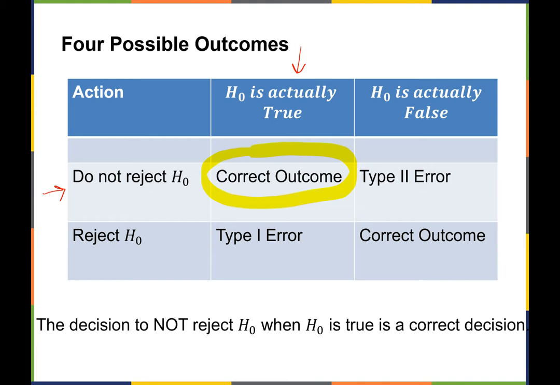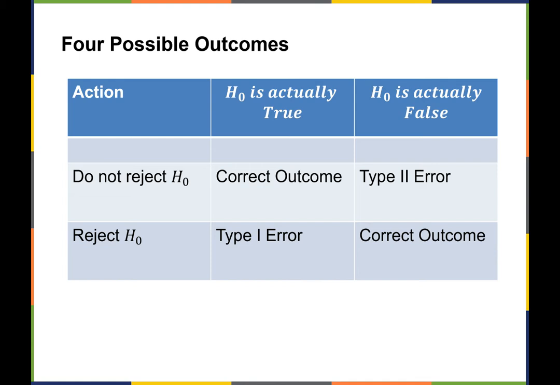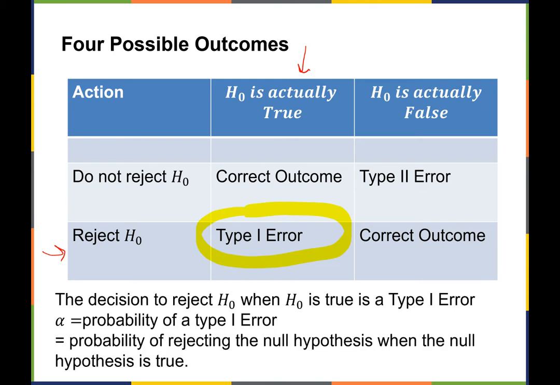That's one possible outcome. The next possible outcome is that H0 is actually true, but we end up rejecting it. This is what we call a type 1 error. The decision to reject the null hypothesis when the null hypothesis is in fact true is a type 1 error. This is a mistake. We define alpha, which I know we've used before, but I use alpha a lot in math, to be the probability of a type 1 error. So if you see alpha in this context, that's what it's going to be talking about. And alpha is the probability of rejecting the null hypothesis when the null hypothesis is actually true.